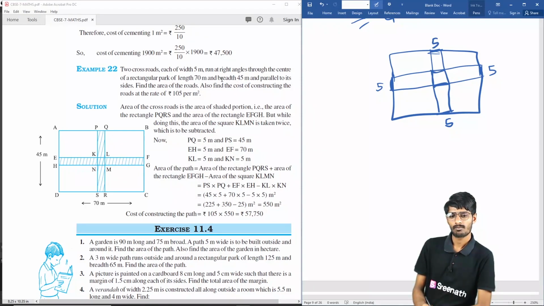So the rectangular park has a length of 70 meters and a width of 45 meters. Find the area of the roads. What is the area of these roads? Also find the cost of constructing the roads at the rate of 105 per meter square.